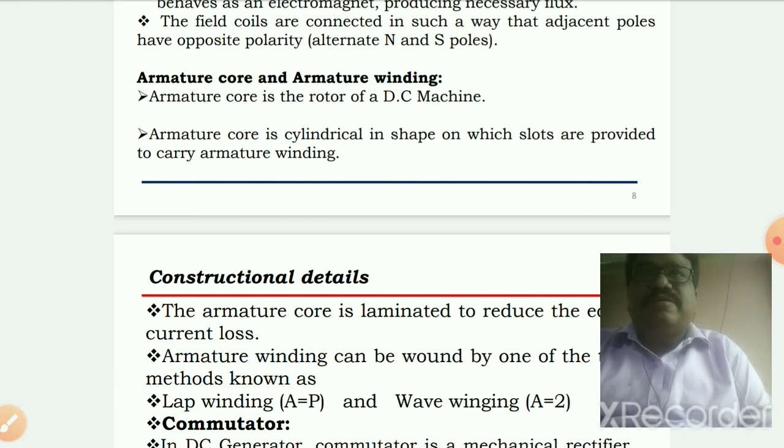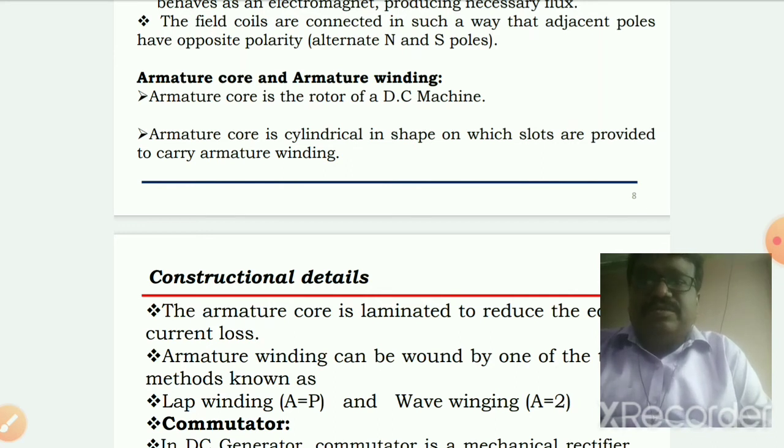The armature core is generally made up of material called cast iron or cast steel. Cast steel is used for smaller size machines. For larger size machines, silicon steel material is also used, and the core is generally designed with lamination. The purpose of lamination of the armature core is to reduce the eddy current losses that occur in the DC machine. To avoid these eddy current losses, the armature core is laminated.